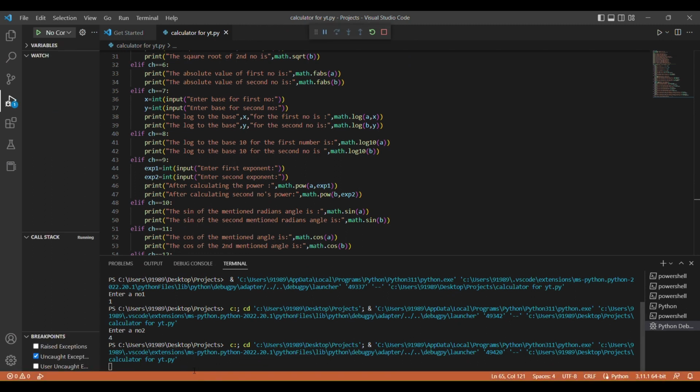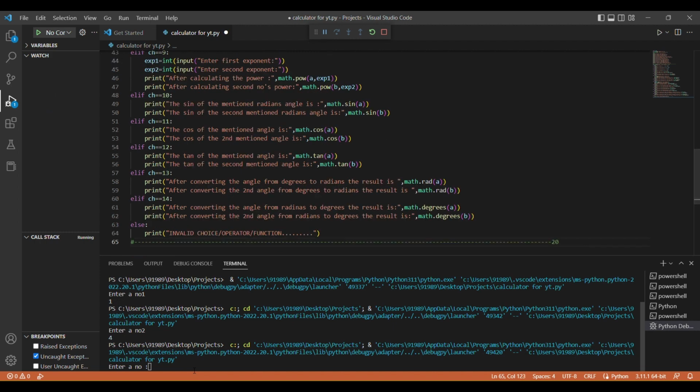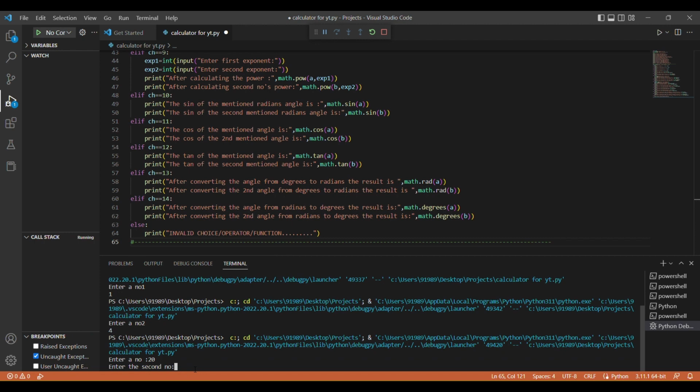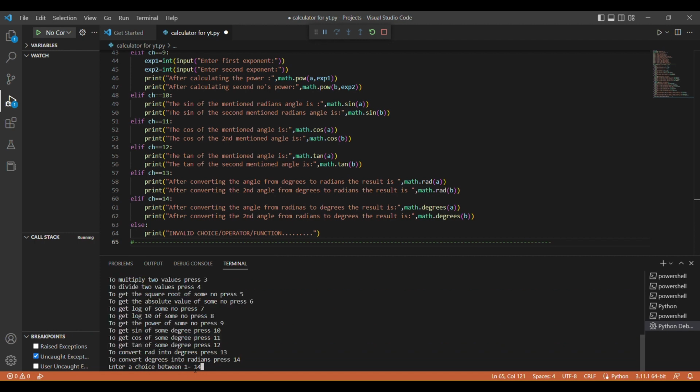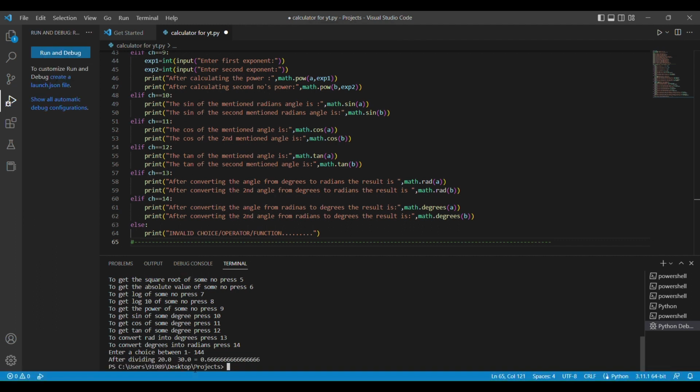So for the output, it will ask for the first number. We will say 20. Sorry, it is typing there. We will say 20. Second number, we will say 30. Then we will provide the menu. Let's check for the fourth, to divide two values. So we will say 4. Okay. So it is saying 0.66666 after dividing these two values.